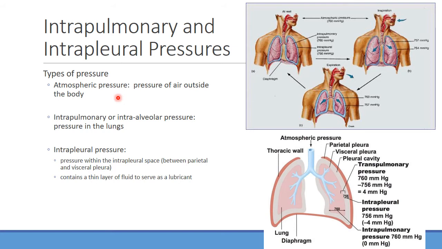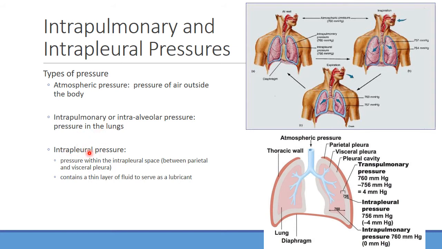It'll be important when we're talking about the actual transmission of that air and how that pressure leads to diffusion occurring. Basically, we have the intrapulmonary or intra-alveolar pressure, the pressure in the lungs, which typically is going to be lower. Then you'll see a slight suction in most cases.